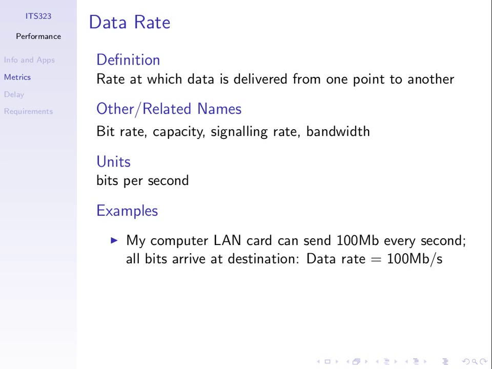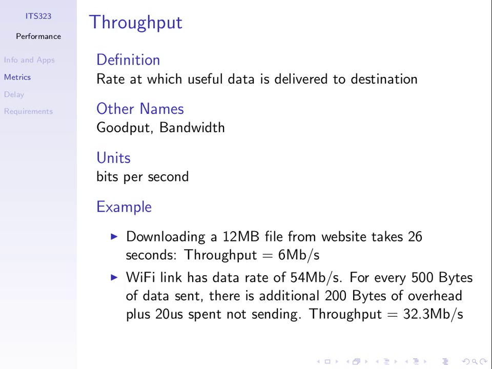Data rate: the rate at which the data is delivered from one point to another. For example, the data rate at which I can send bits from my laptop to the access point is 54 million bits per second. Throughput is the rate at which useful data is delivered to the destination. Let's go direct to some examples to explain. I think you may know, when you download a file from a website and the browser gives some feedback about the bits per second or the time it takes, it may go up and down. The download speed may vary over time, and it's usually much lower than you expect or hope.